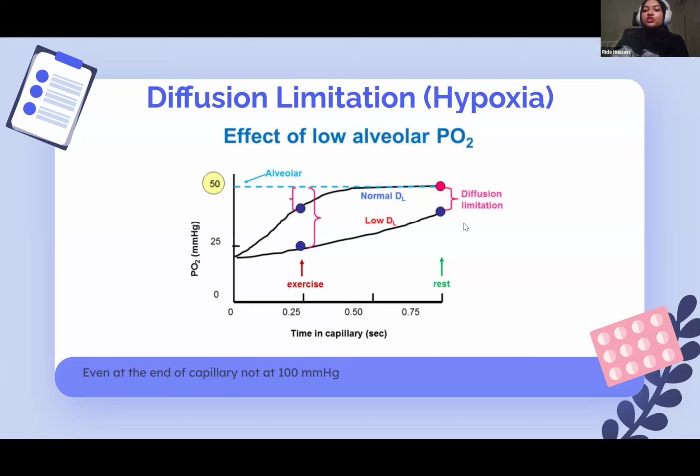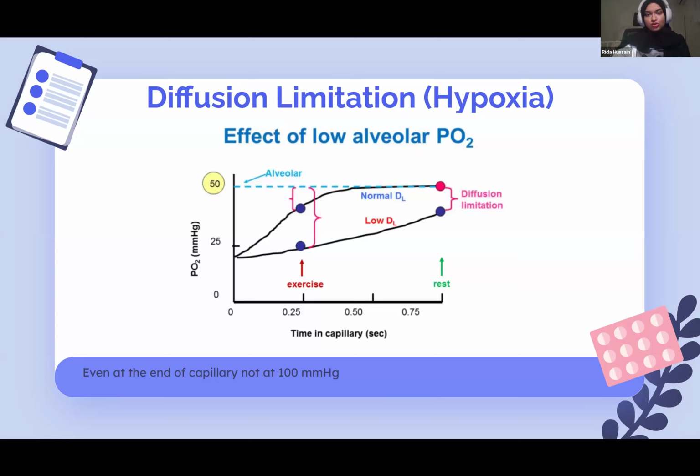So again, this is diffusion limitation for hypoxia. Hypoxia specifically happens in areas that have high altitude, for example. So there is less partial pressure of oxygen in the air, there is less concentration of oxygen in the air. And even at the end of the capillary, there is not full diffusion of the oxygen. It's still not at 100 millimeters of mercury.